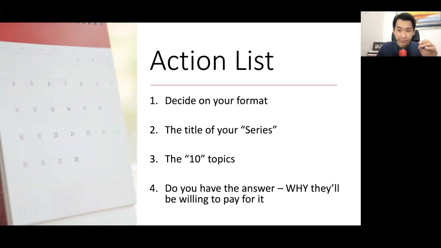So the last one is, you want to have this answer. Do you have the answer why they'll be willing to pay for it? And this is the most challenging part of all. You've got to answer to yourself: would they pay for it or not, right?